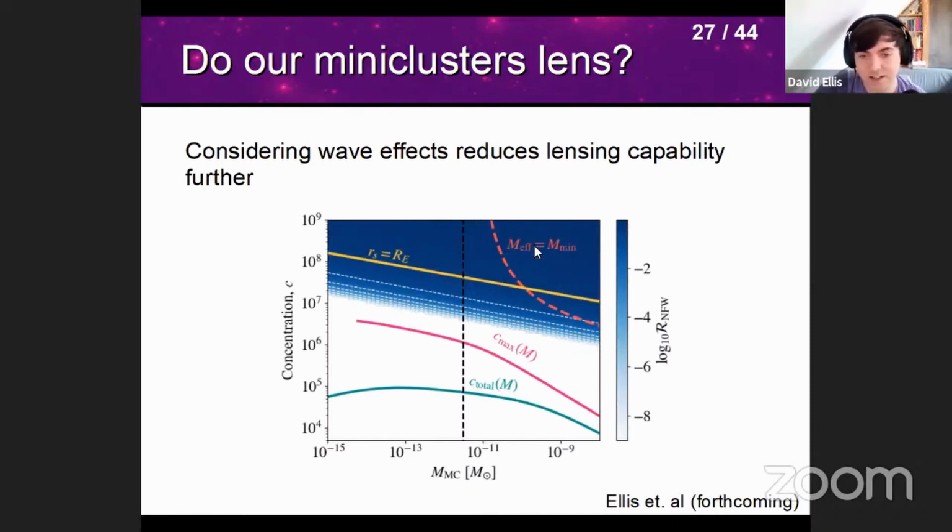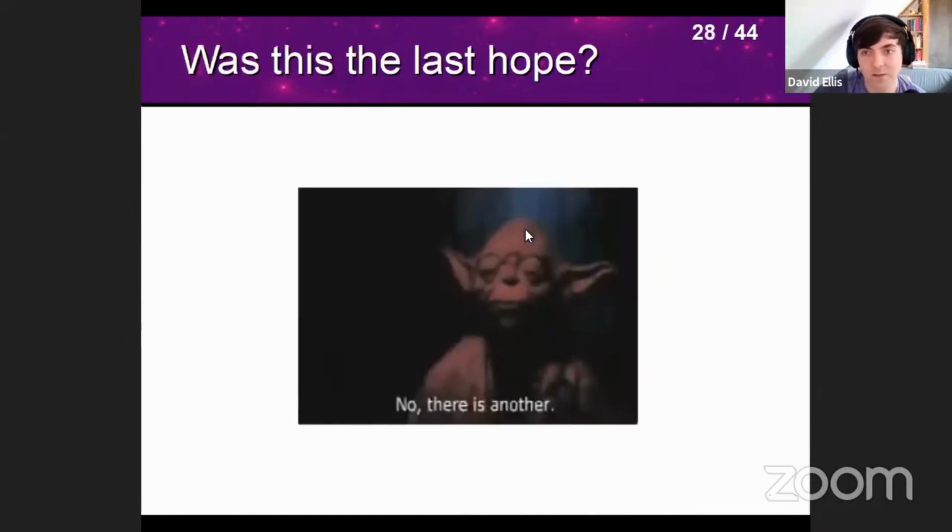Okay, and so now we can see there's quite a bit of distance between this area and our theoretical maximum for these concentrations. So the question now is: is microlensing for miniclusters dead? Was that the last hope? Fortunately, it's not necessarily. There is another.